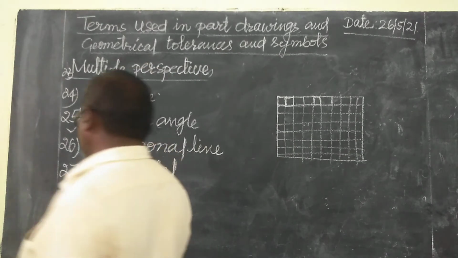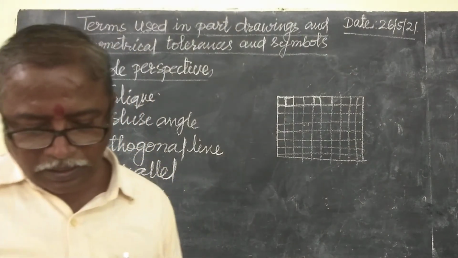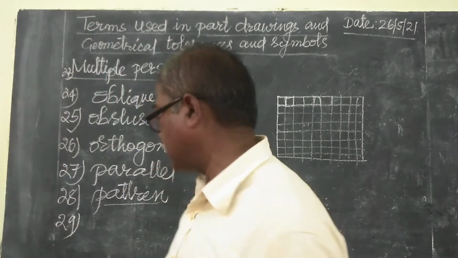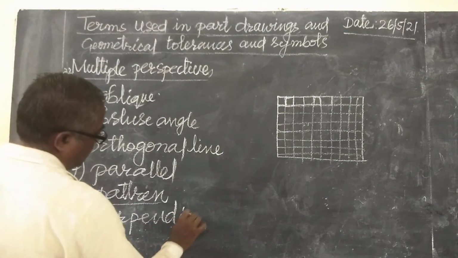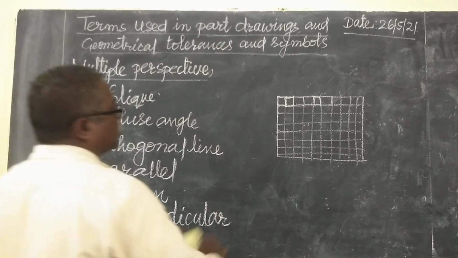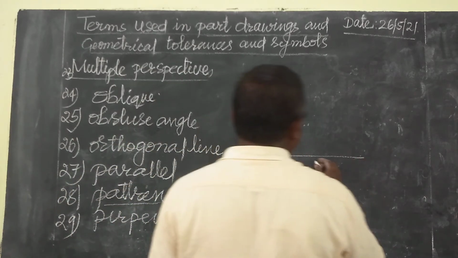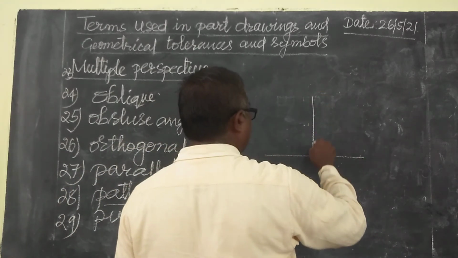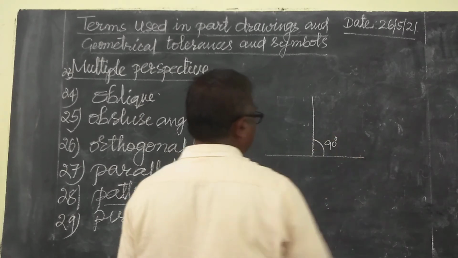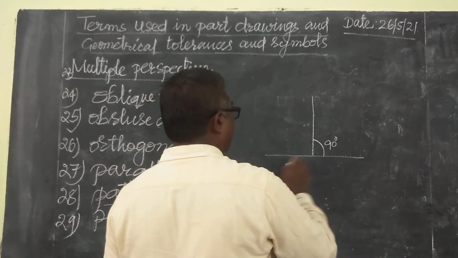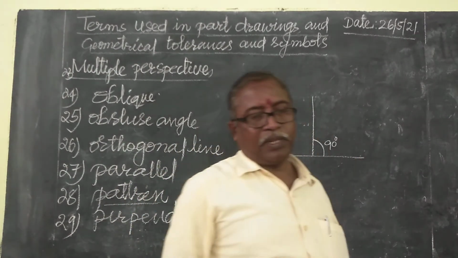Next, then 29. What is that remaining part? Perpendicular. This perpendicular is like this. Whenever the horizontal line like this, vertically we are drawing a line that is called perpendicular line, that angle is 90 degree. So for this line, this is the perpendicular line, either top or bottom, whatever it may be, that is perpendicular.